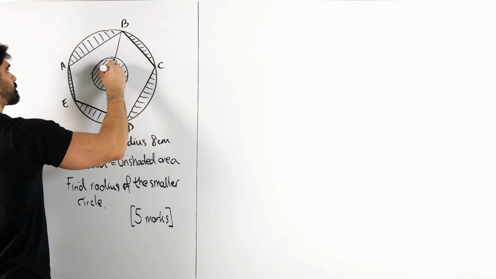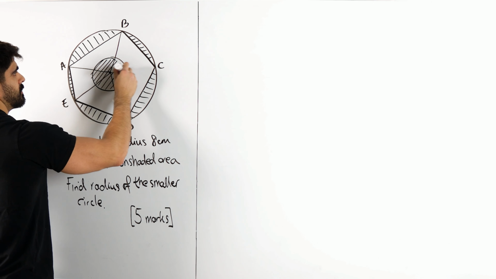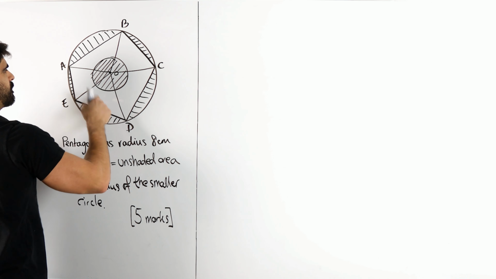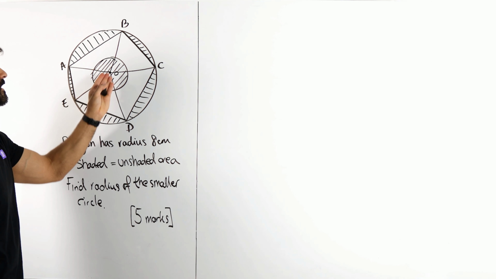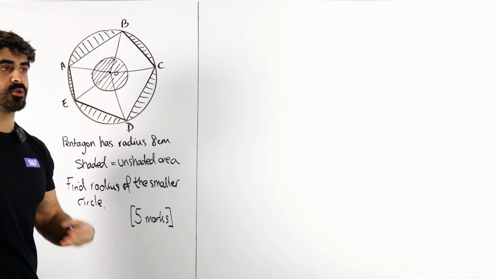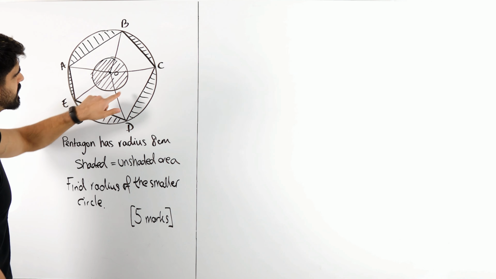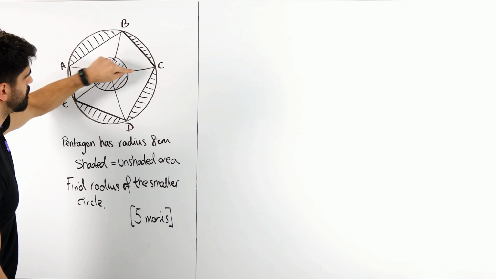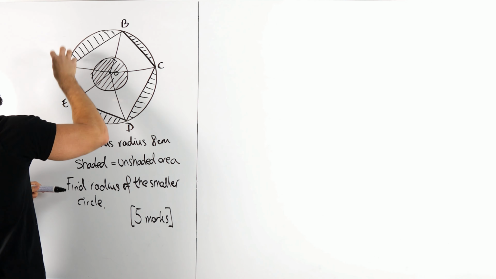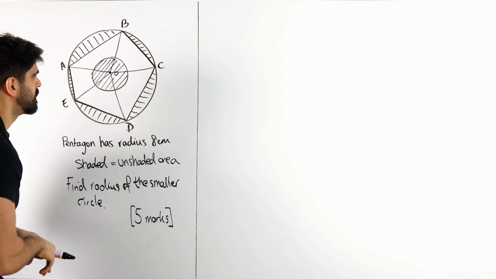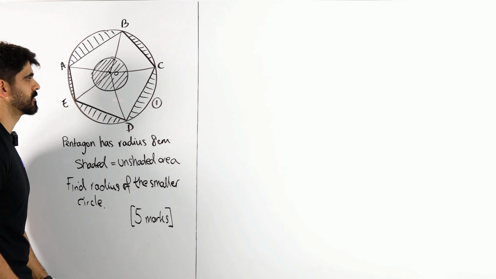1, 2, 3, 4, 5. I thought I couldn't count for a second. So, by splitting up the pentagon like this, we have 5 identical triangles, congruent triangles, okay? So, we can actually look at this problem from one of these chunks, basically, because all 5 are the same, right? So, let's just focus on one of these parts.